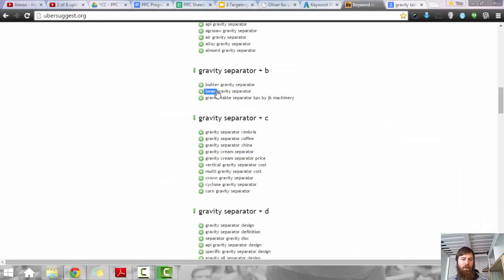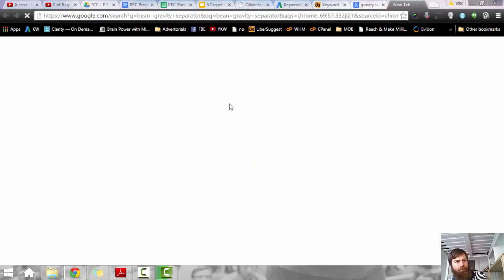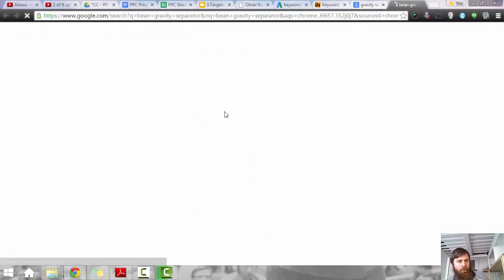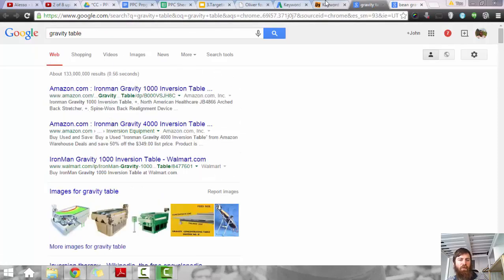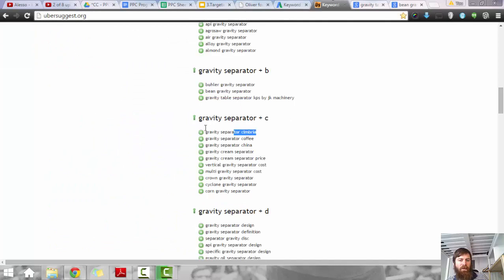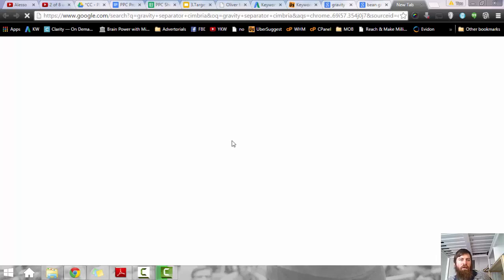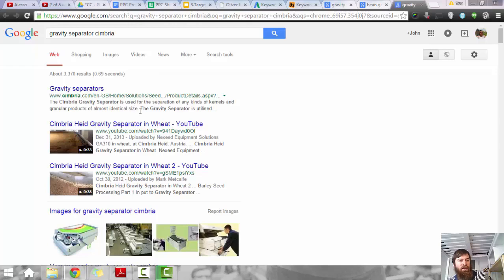We have Bean. Bean sells gravity separators as well, it seems. I'm guessing this is a company. Gravity separation. Okay, so this is actually just talking about coffee beans. There aren't a lot of people advertising on this word. Gravity separation, Cimbria. So this may be talking about separation for specific items, such as whatever Cimbria is.